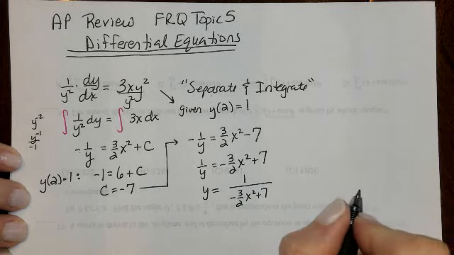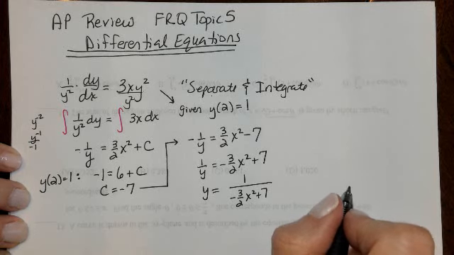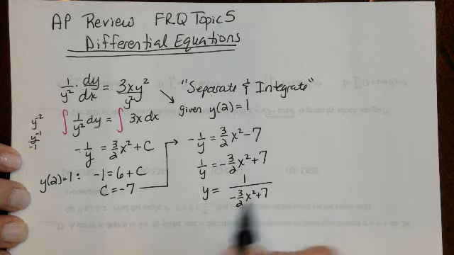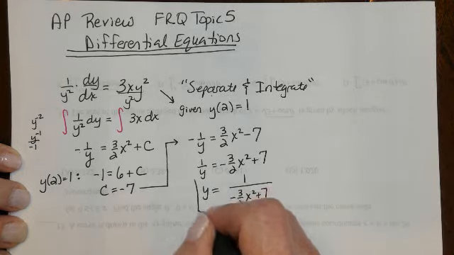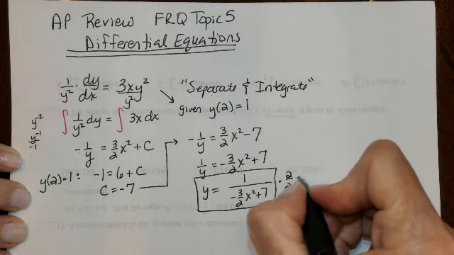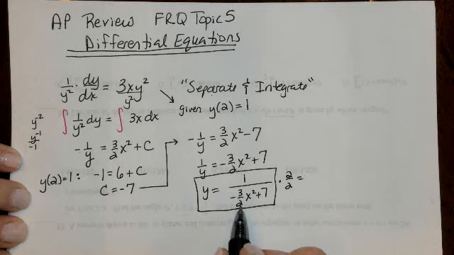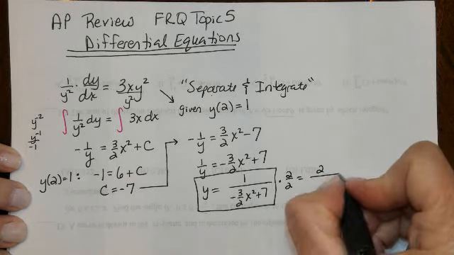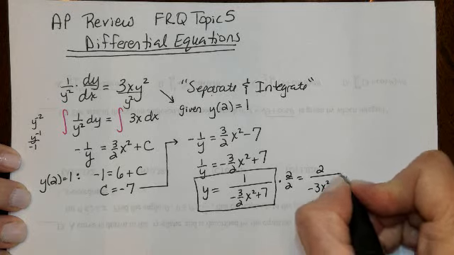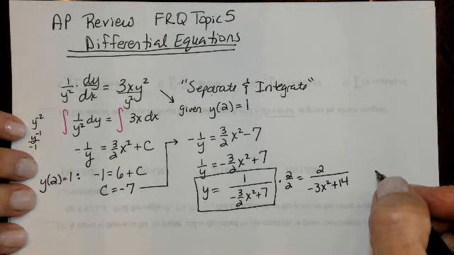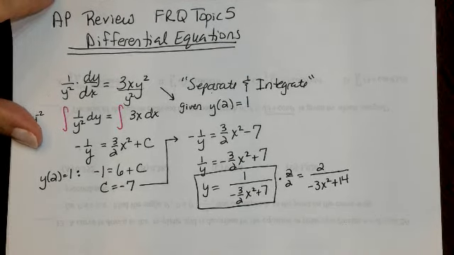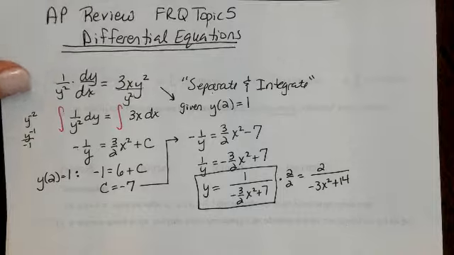Not 1 over each term. That's not how it works. That's not good algebra. This is how it works: 1 over the entire side. So this would be our safe stop spot. And if we wanted to, we could multiply both sides by that 2 over 2. So we would get 2 over negative 3x squared plus 14. And that's fine too. So that is just a real brief review of how to solve a differential equation.